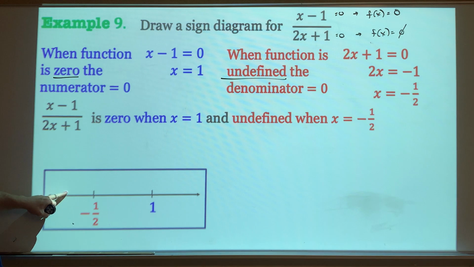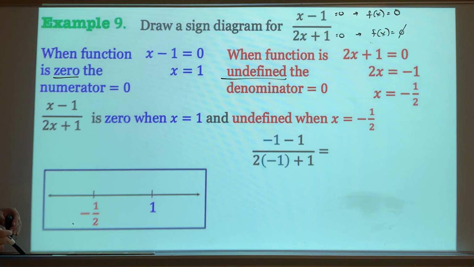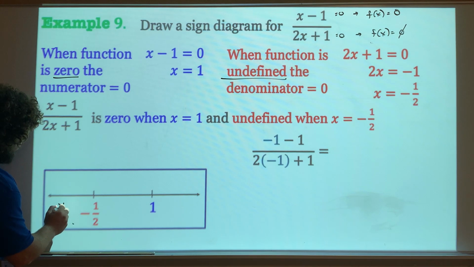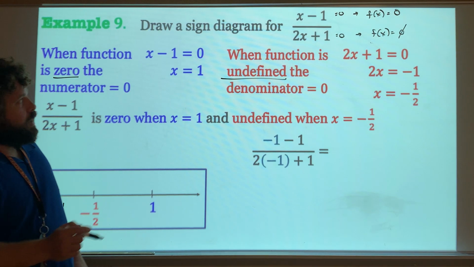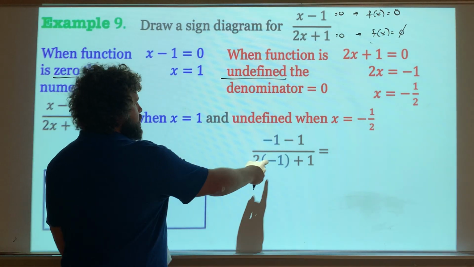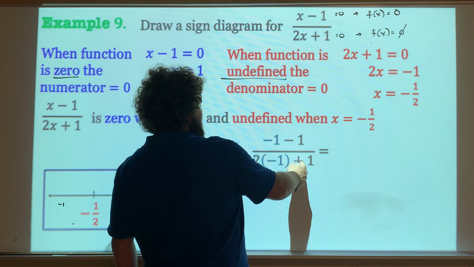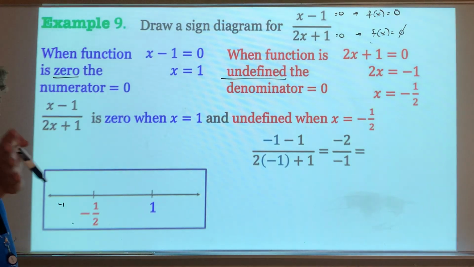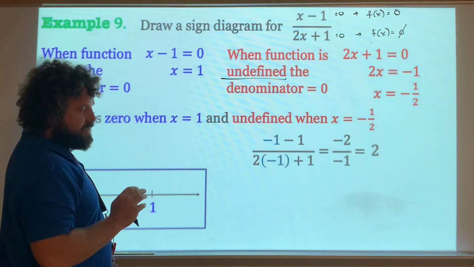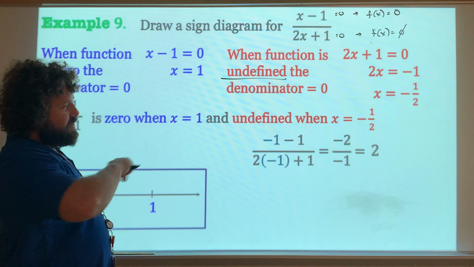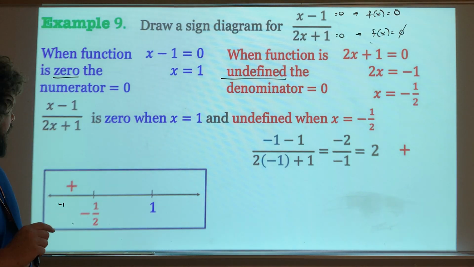So now I pick any number less than negative 1/2, which is not 0. That would be negative 1. So you pick a number to the left, negative 1, and plug it into this equation. Negative 1 minus 1 is negative 2. Negative 2 plus 1 is negative 1. So negative 2 over negative 1 is positive 2, which is a positive number.